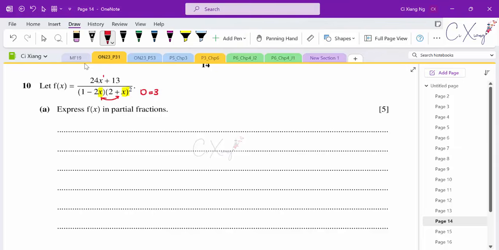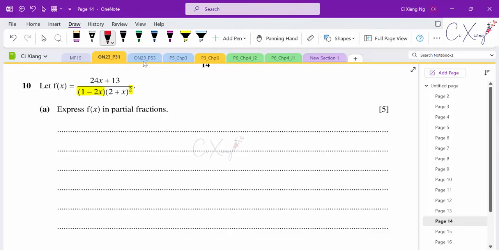And for the power on top, the degree equals 1. So the degree on top, the numerator, is smaller than the degree at the bottom, the denominator. Therefore, this is a proper fraction. For a proper fraction, you can directly express it in partial fractions without long division. Then secondly, let's look at the factors we have in the denominator. This one is a linear factor. And for the second bracket, we have a square outside the bracket, so this is actually a repeated linear factor.